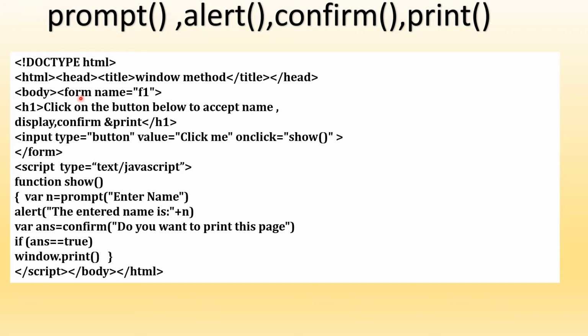Here in the body, I've given a form and I've included a button with an event onclick, and show is a user defined function. Script I've mentioned inside the body. So if you're mentioning inside the body, always write it after the form. Here function show, function is activated. The first thing, prompt enter name. I'm accepting a name from the user.